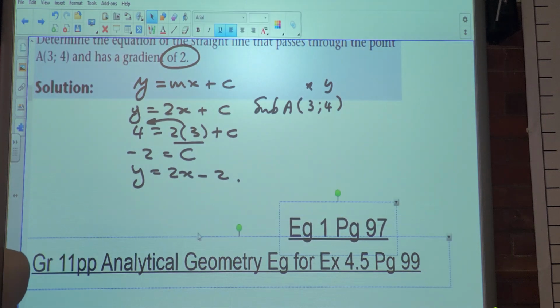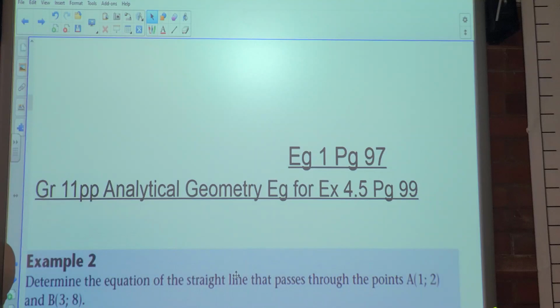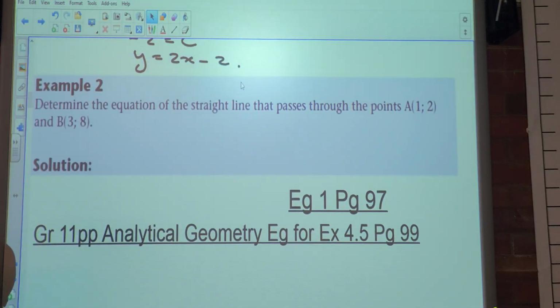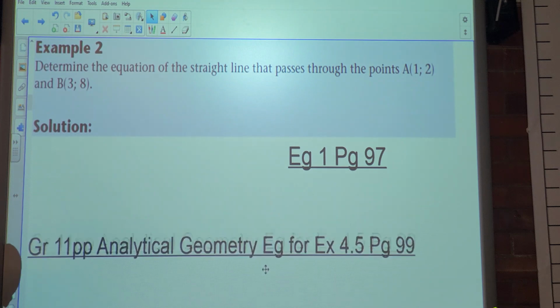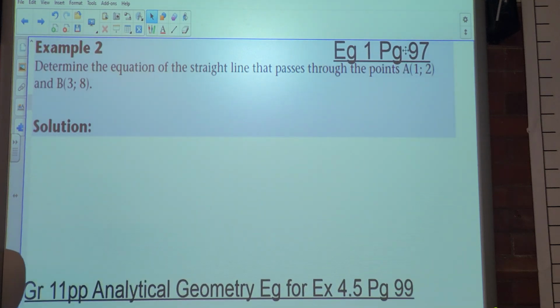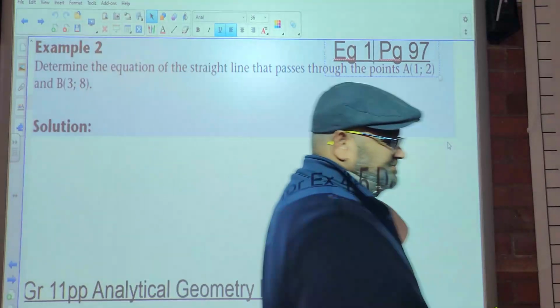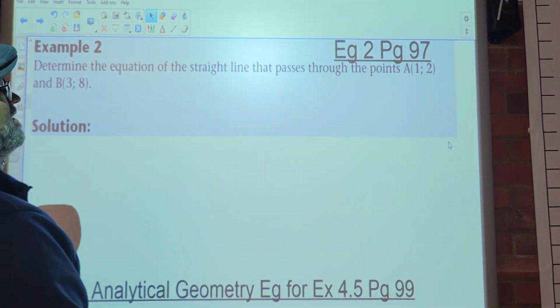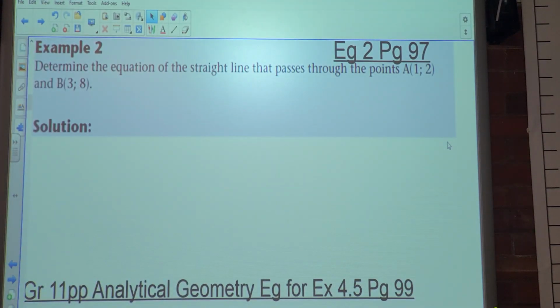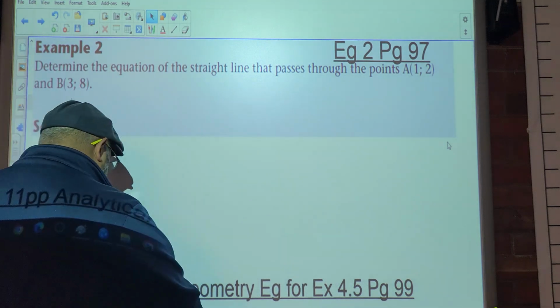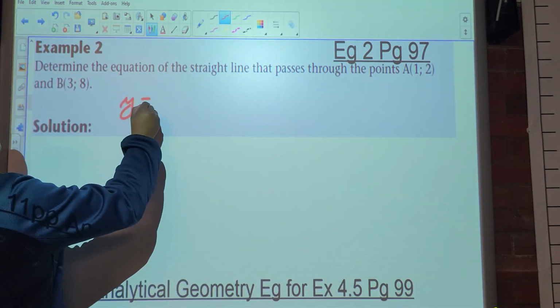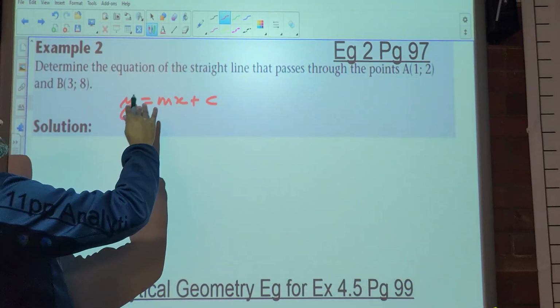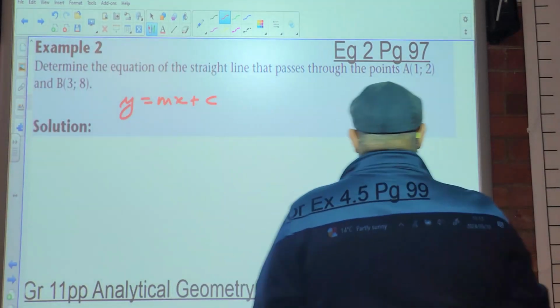Let's look at example 2. Example 2 is on page 97. Determine the equation of the straight line that passes through A, which is (1, 2), and B, which is (3, 8). So here we have two points that this graph is going through. What is the standard form of a straight line graph? y equals mx plus c. Do I have my gradient here? No. So I need to calculate it.